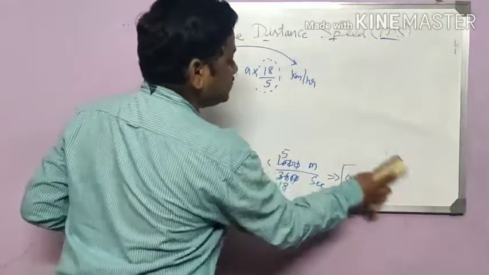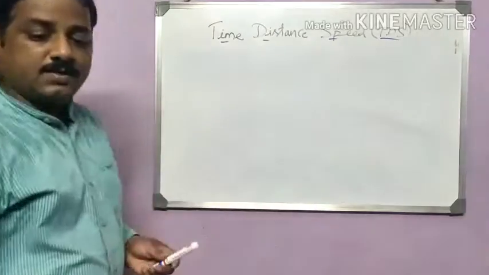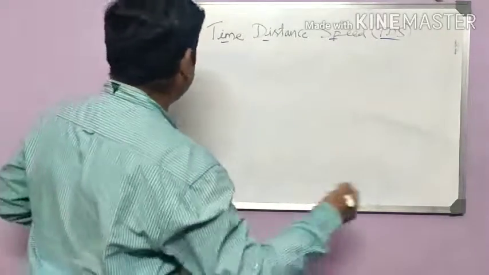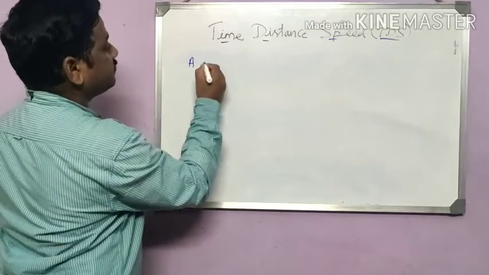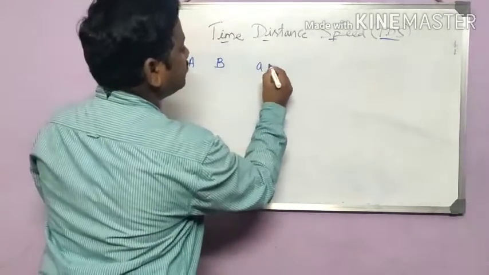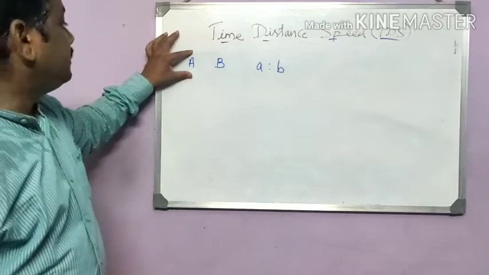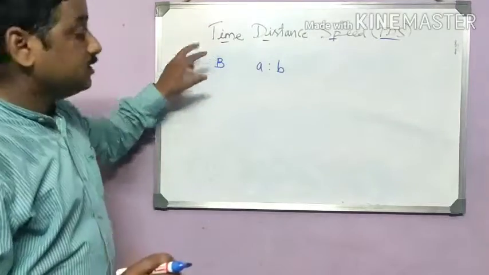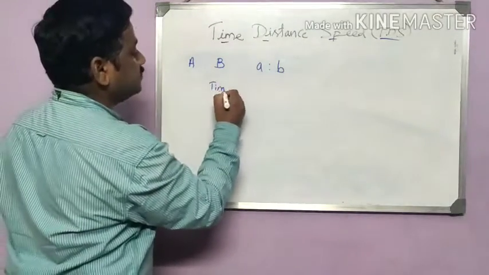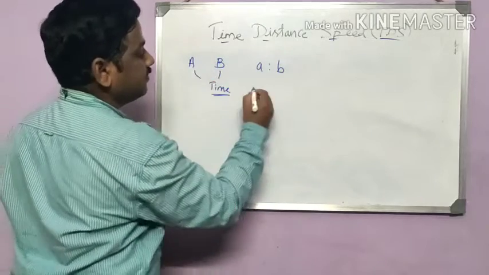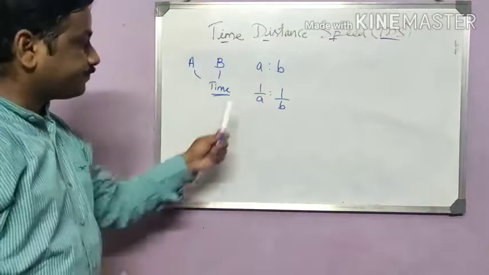Next, let's take one more concept here, which is most important. That is the relationship of speed and time, which I already explained. But let's see. The speed of A and speed of B is given as A is to B. Let's say that has been given in terms of ratio. There is a car named A, and there is a car named B. Their speeds have been given as A is to B. Then the time taken by A and B will be 1 by A is to 1 by B. Time taken will be inverse to the speed.